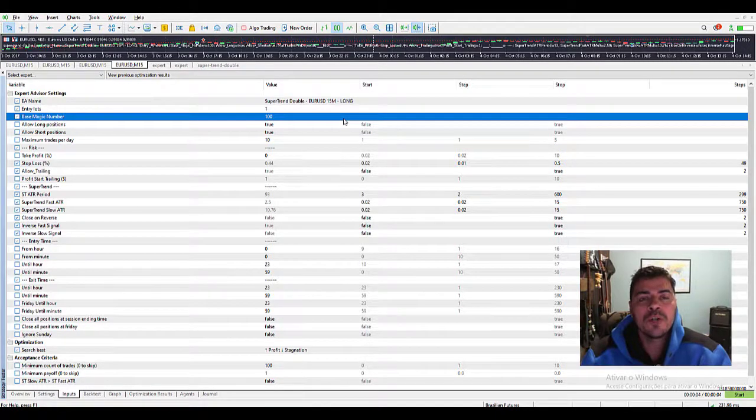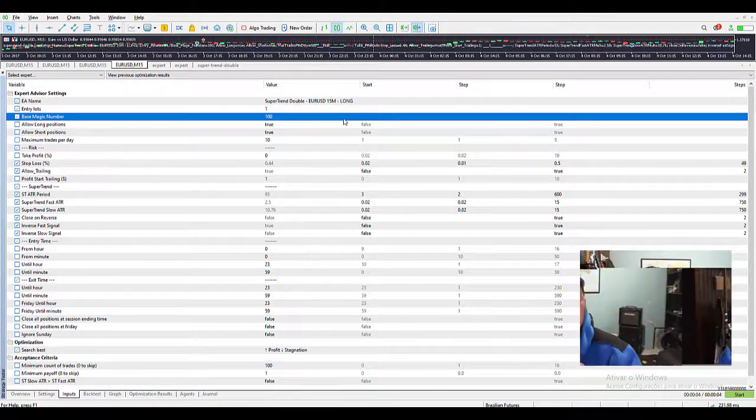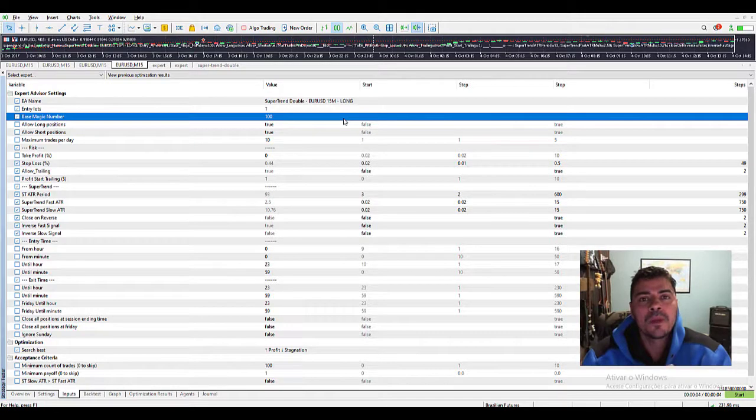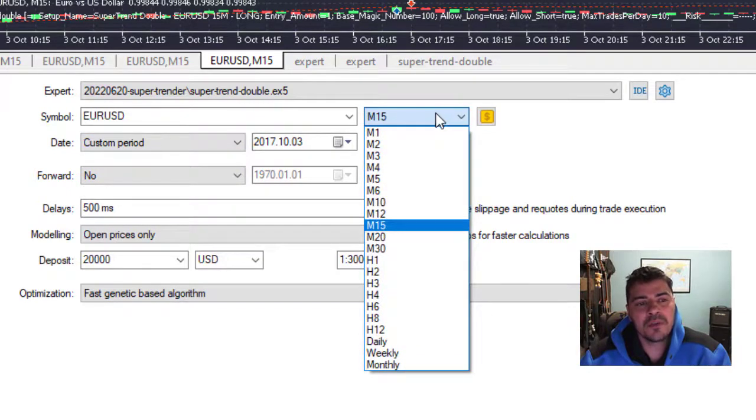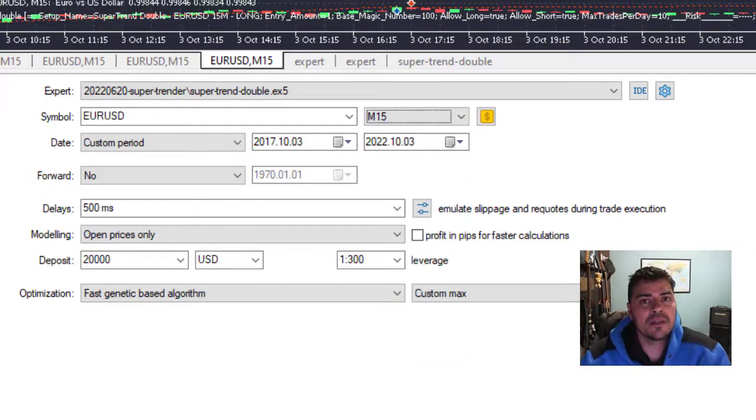Right now I will share with you some tips on how to use the SuperTrend Double Expert Advisor. The first thing is to use those settings, right? Try to avoid lower than 50. Use higher time frames. It's better for calculating statistics and the optimizer doesn't take too much time to calculate it.